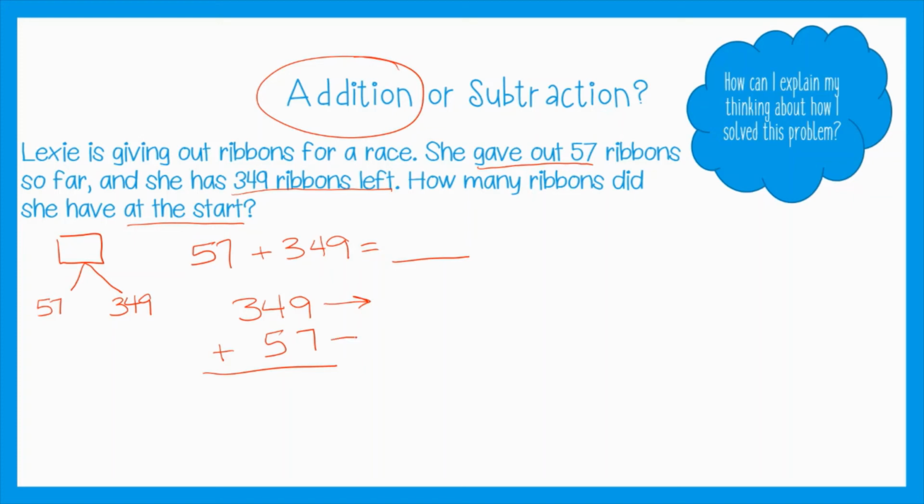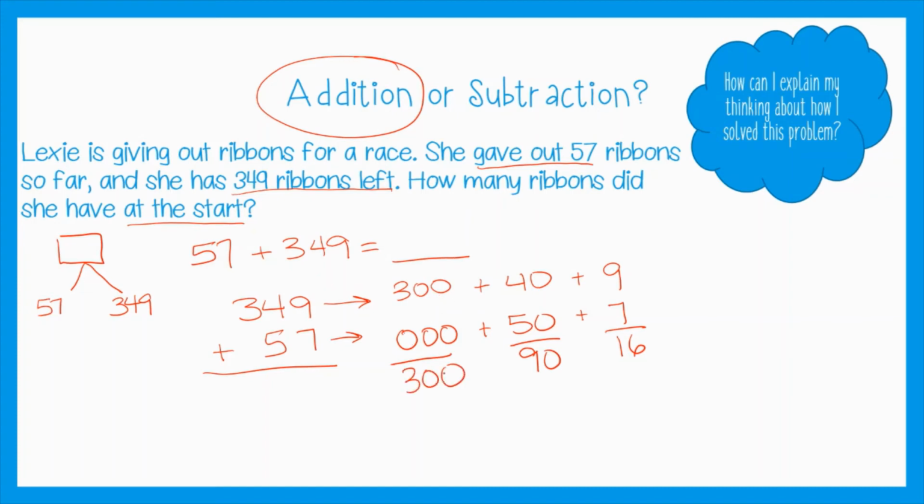Now let's break these apart. We have 300 plus 40 plus 9. And then we have 57. So I have 0 hundreds plus 50 plus 7. And now we're going to add them up. So 9 and 7 is 16. 40 and 50 is 90. And 300 plus 0 hundreds is 300.